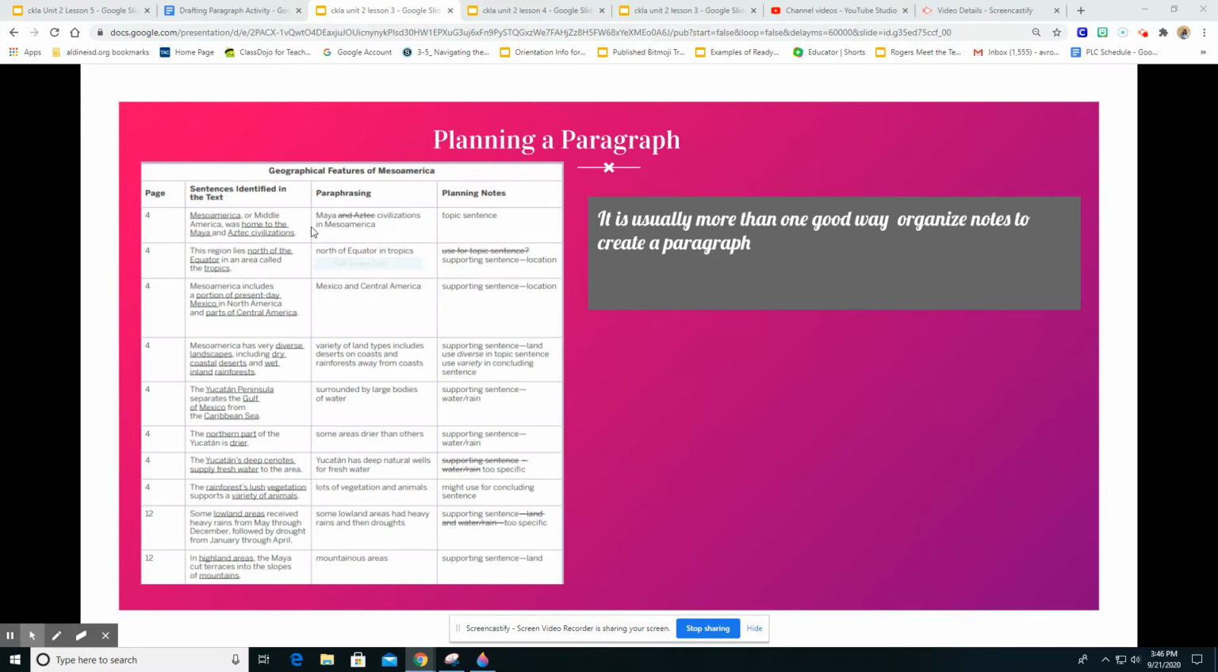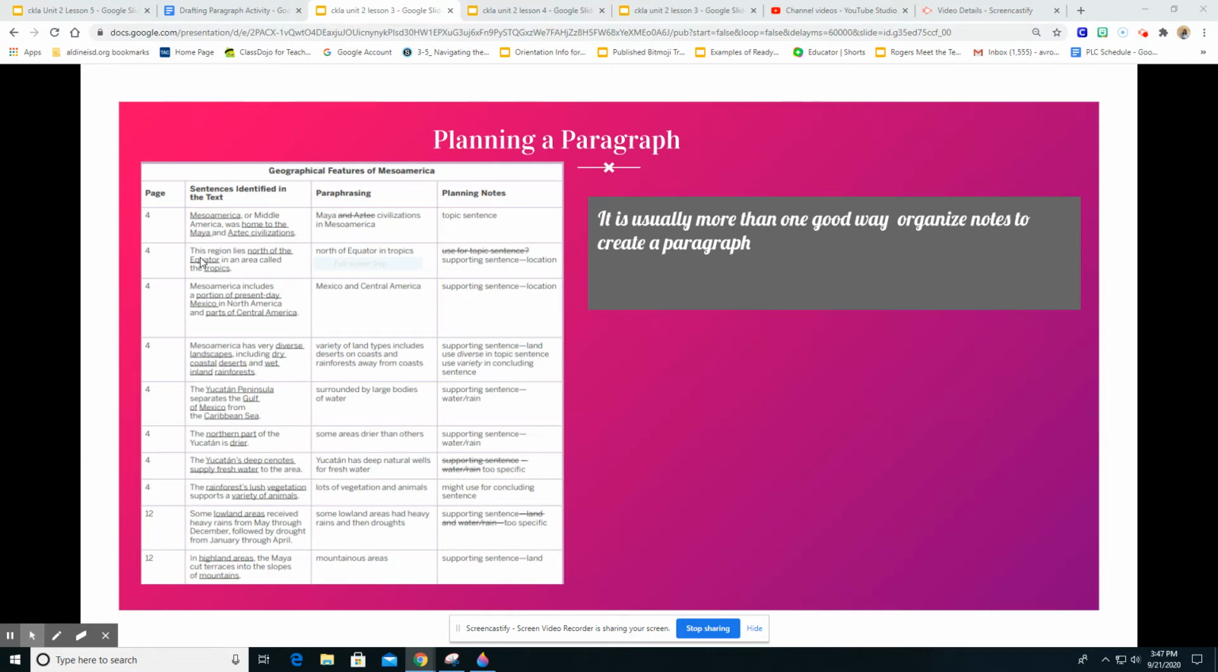The next step I completed was that I wrote them out and then I began the process of paraphrasing. For the first line here, the text says Mesoamerica, or Middle America, was home to the Maya and Aztec civilizations. I crossed out Aztec, because we're talking about the Maya civilization, boys and girls. That's part of paraphrasing, a portion that we did not need for our topic sentence. And again, this would be my topic sentence.